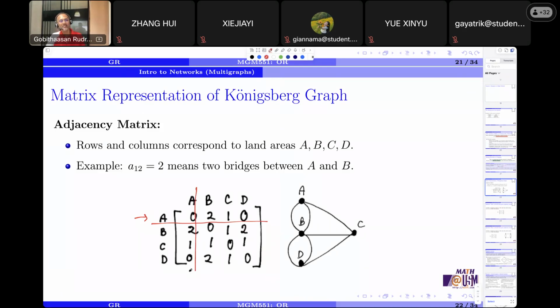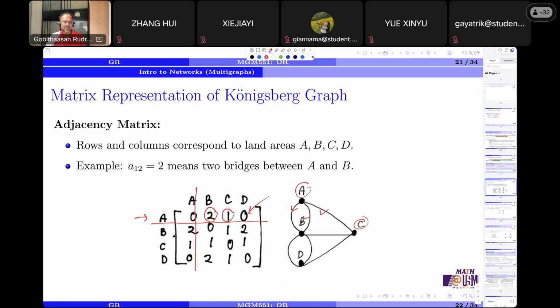So A is connected to B with 2 bridges. A is connected to C with 1 bridge. C is connected to B, 2 bridges. A to C is 1 bridge. A to D, there's no bridge between A and D, so the entry is 0. Right?